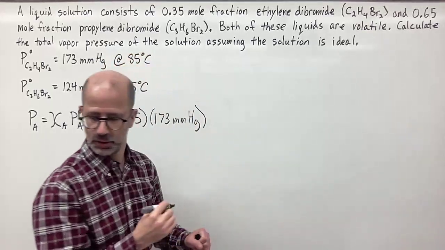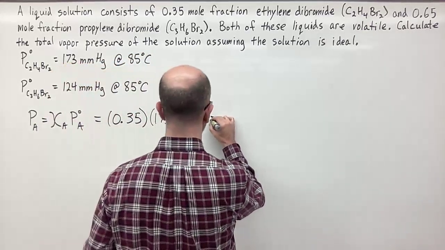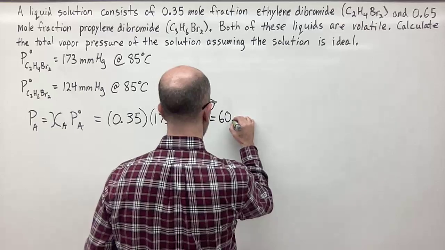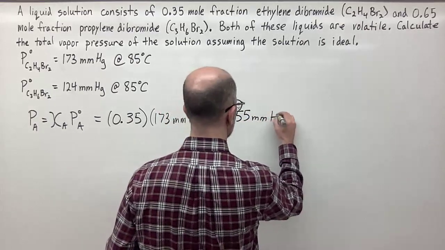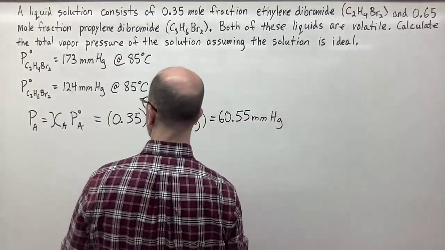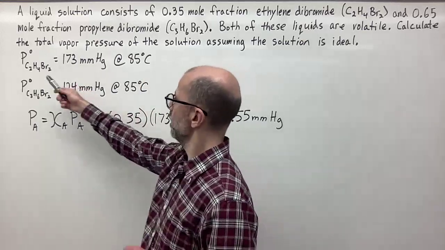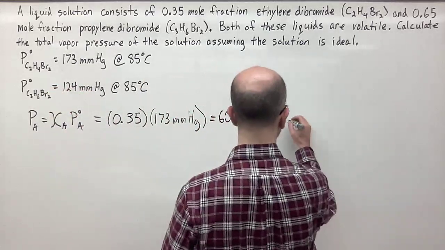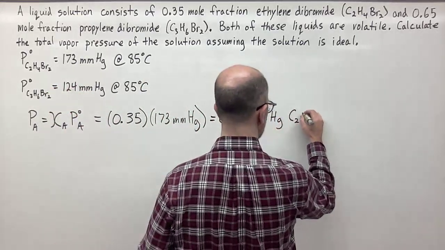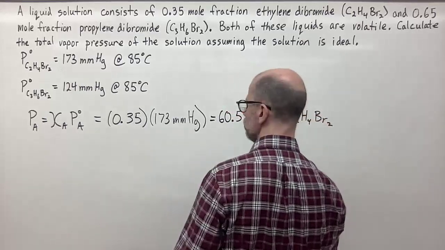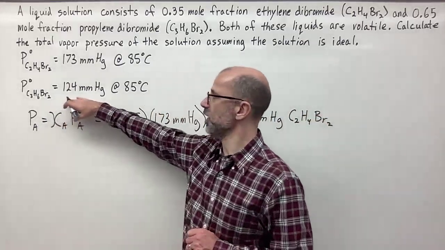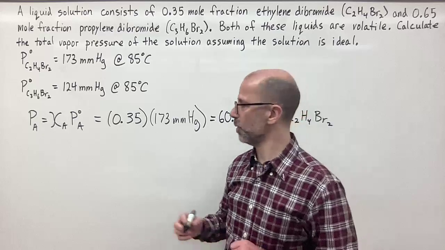60.55 millimeters of mercury. So that is for the ethylene dibromide. So we'll write that down here, C2H4Br2.